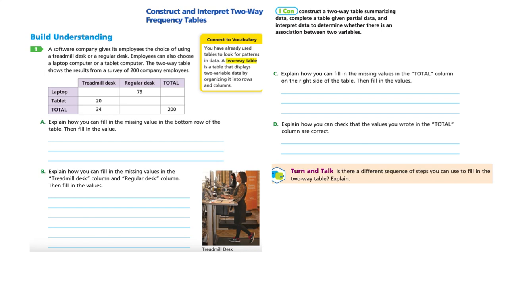Hi, 8th grade. This is lesson 1 of module 9. Construct and interpret two-way frequency tables. The I can statement says I can construct a two-way table summarizing data, complete a table given partial data, and interpret data to determine whether there is an association between two variables. So we'll look at all that.